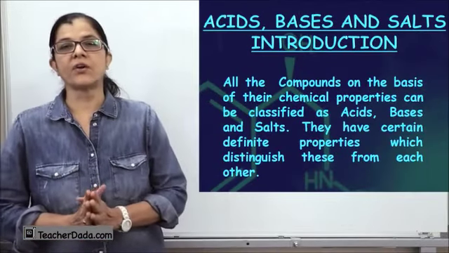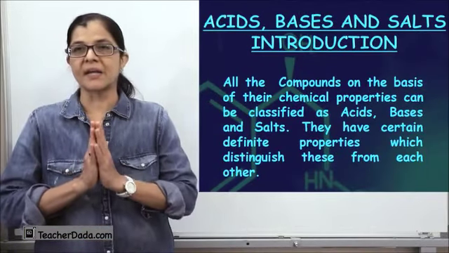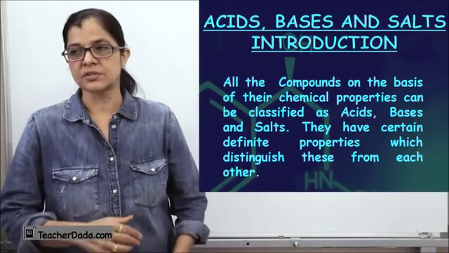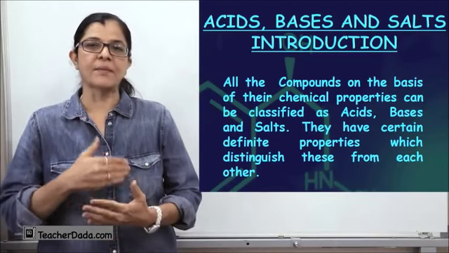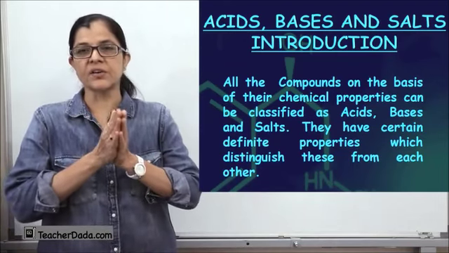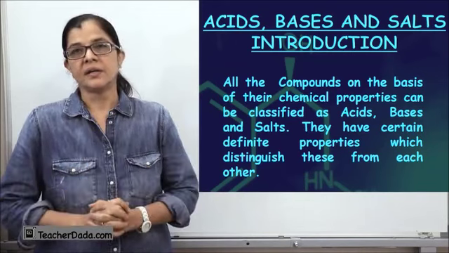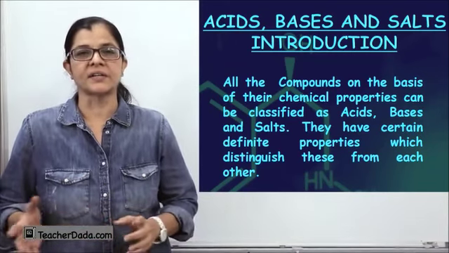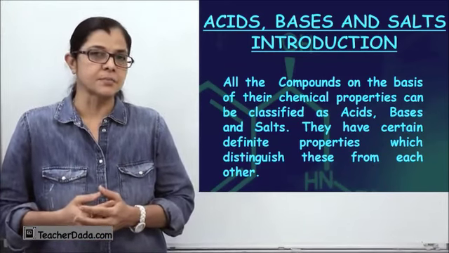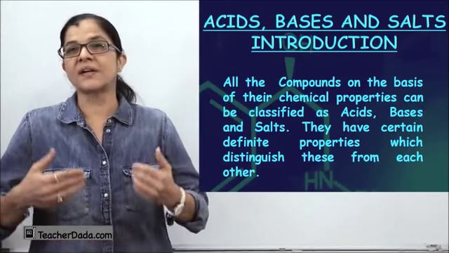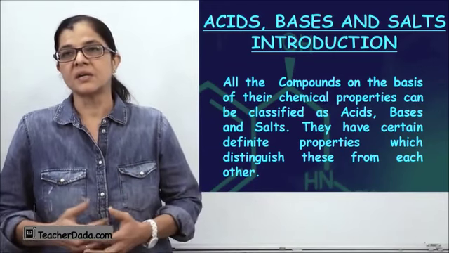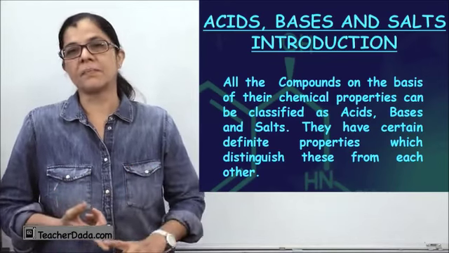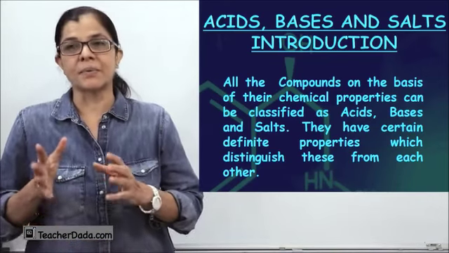Now students, you know that all the compounds, on the basis of their chemical properties, can be classified as acids, bases and salts. They have different definite properties, and thus it distinguishes these compounds from each other. The sour taste of vegetables and fruits, for example lemon, orange, etc., is due to various types of acids present in them. Also, most of the digestive fluids of humans and animals contain acids. And the bitter taste of substances like cucumber and gourd is due to the bases present in them.